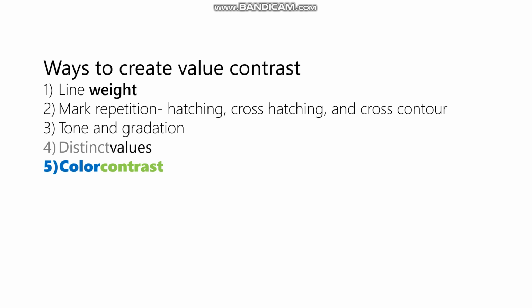And there are a number of different ways. The first way we're going to talk about is line weight, the change of weight in a line, right? Whether the thickness of a line or the value of the line. Mark repetition, like in let's say a drawing or a print, where there's hatching or cross-hatching or other kind of build-up of marks.